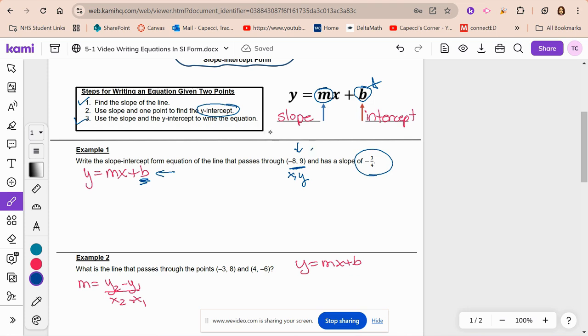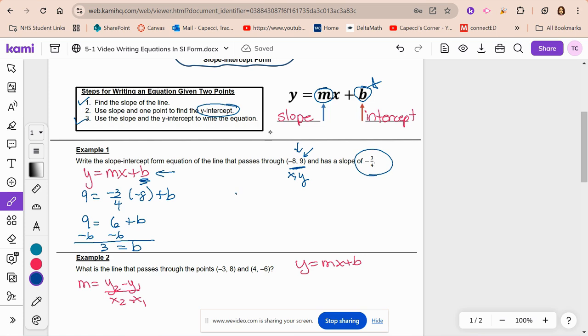So when we have y, we're going to use this value for y, 9. We're given our slope, which is negative 3/4. Our x value is negative 8. And then we're going to put plus b because that is our unknown. That's what we're trying to find. So I have 9 is equal to, I multiply across, I get positive 24 over 4, which gives me 6 plus b. Subtract 6 from both sides, and I have positive 3 is equal to b. So this is my y-intercept.